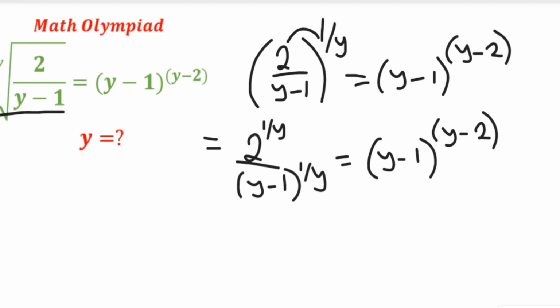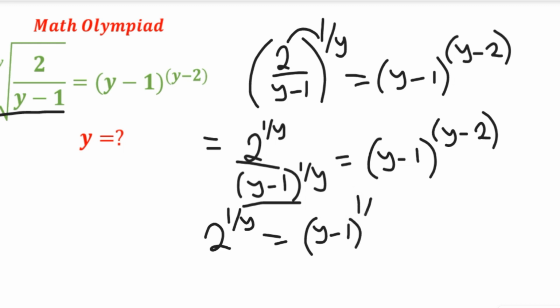We'll reduce this fraction by simply multiplying both sides by y minus 1 to the power of 1 over y. If we do that, the left-hand side will become 2 to the power of 1 over y, equal to y minus 1 to the power of 1 over y multiplied by y minus 1 to the power of y minus 2.